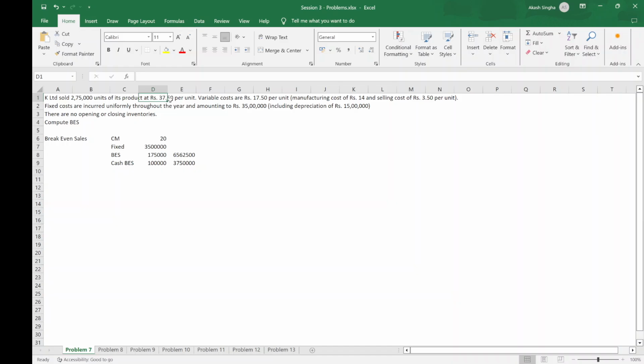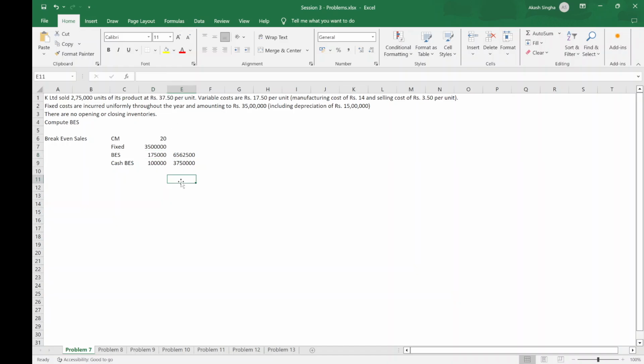37.50 is the selling price and 17.50 is our variable cost. So per unit, the contribution margin is the difference, $20, right? And the fixed cost is 35 lakh. So break-even sales is 3500 by 20, 175000. And it is in units, and if you want it in dollars, just multiply it by the selling value.